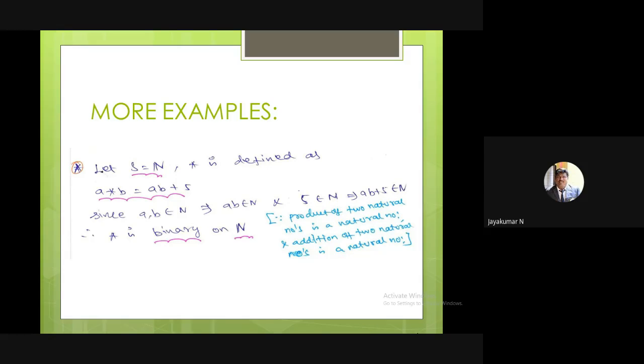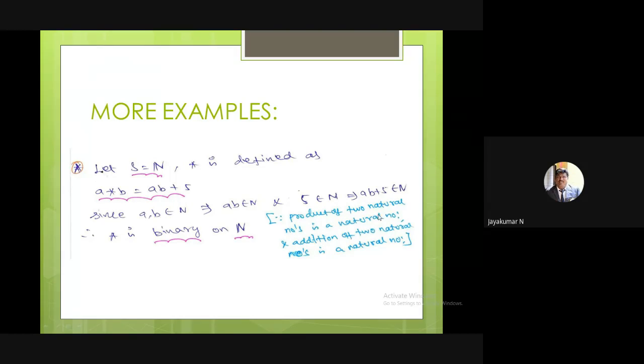Suppose my set is the set of all natural numbers. My star is defined by a star b equals ab plus 5. You have to clearly understand the binary operation, and after that check whether it is binary or not. A star b means before the star I have the number a, after the star I have the number b. The operation is just multiplying before and after, plus 5.